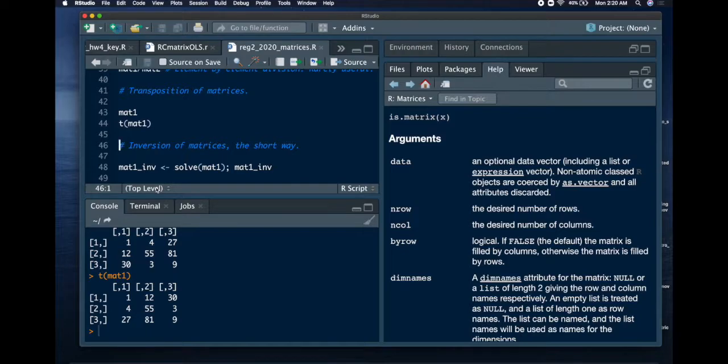Okay, and finally, we're going to look at inversion. All of these things together are going to be pretty much all the pieces that you need put together in a certain way to get to a matrix version of linear regression. So I'm going to do an inverse. The solve function is the quick canned function in R that will get you the inverse of a matrix. So I'm defining an object, calling it mat1inv. That's going to be the inverse of the first matrix, and then I'm going to look at it. So we're looking at the inverse of the matrix here.